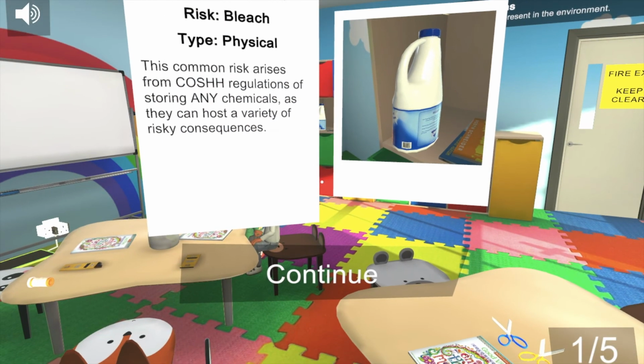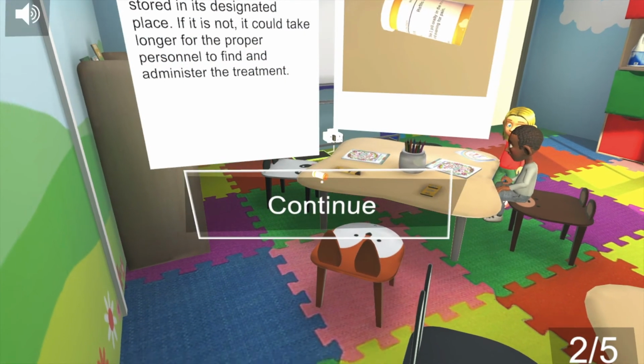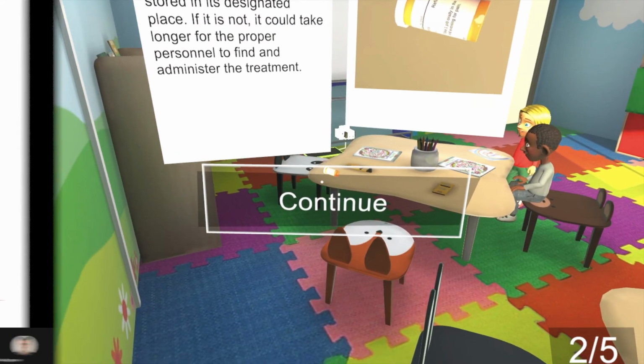This common risk arises from COSHH regulation. Medicine must always be stored in its designated place.